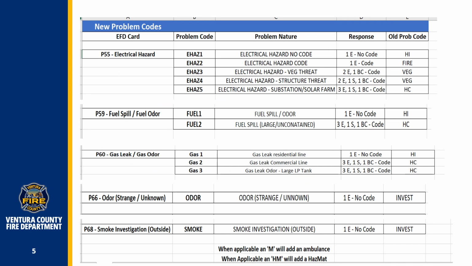As you can see, the problem nature is clearly defined. The new response is over there on the right, and the old problem code and response that we used to send is there at the end on the right hand side. Okay, so the problem code will come up after you do EFD, and the response could be sent after that.